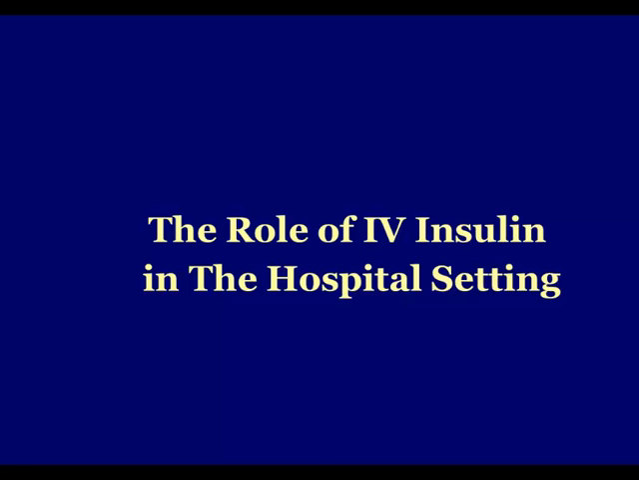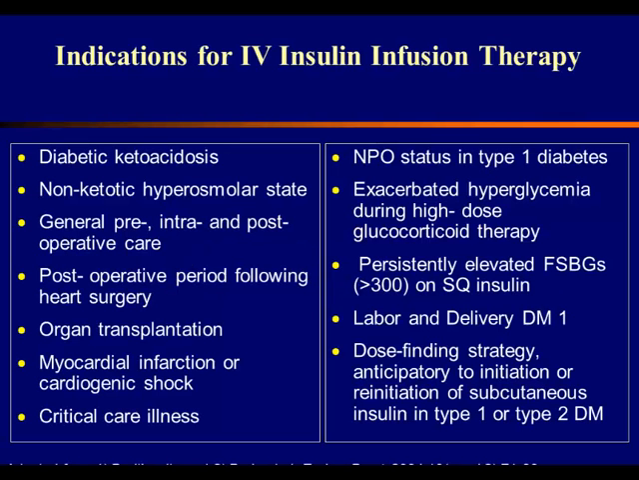So let's start off with the IV insulin first. Who gets IV insulin in the hospital? Obviously, people with DKA, non-ketotic hyperosmolar state, people before and after surgery who have diabetes, usually in the cardiac unit, anyone who's hyperglycemic, and critical illnesses. Type 1 patients have to have insulin. You never stop the basal insulin on the type 1 patient unless you're putting them on a drip.